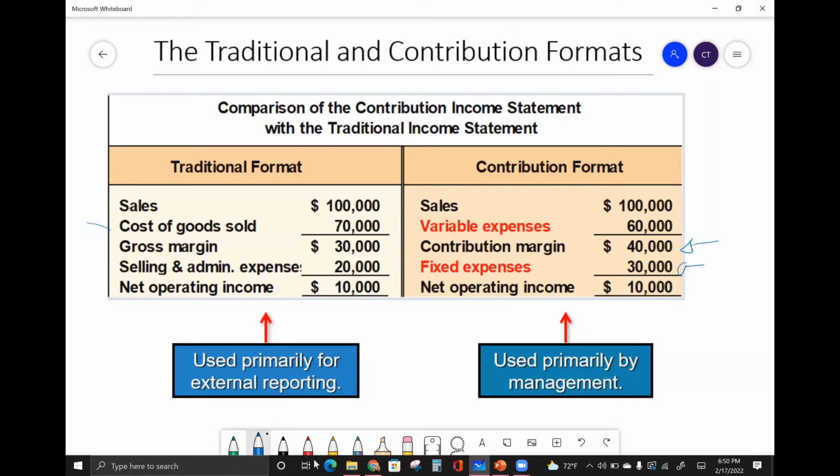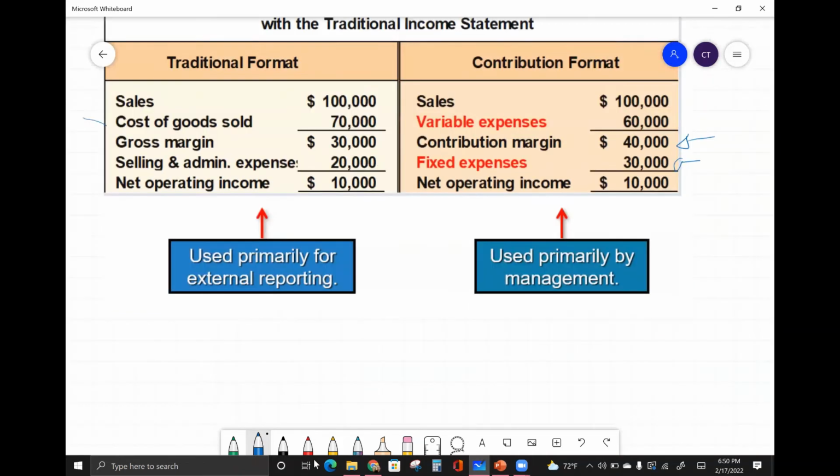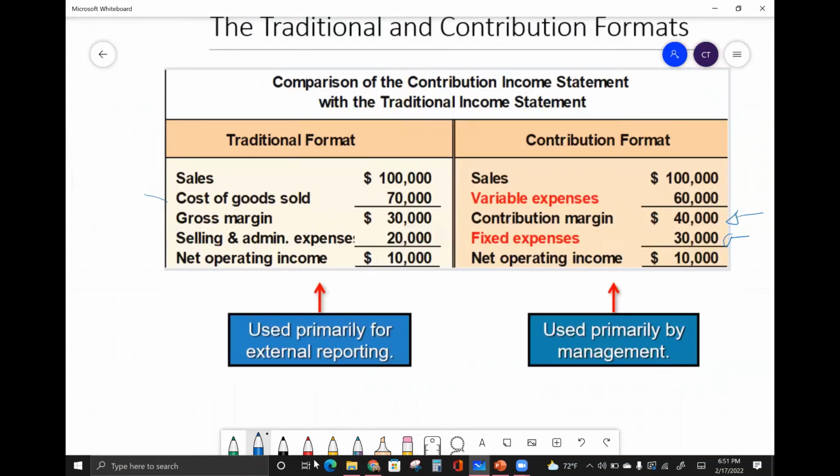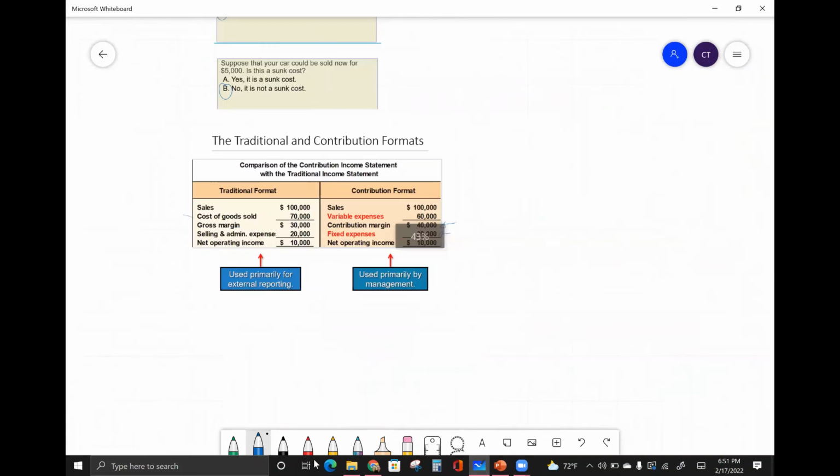So I'm looking to see what is that variable cost and then what is the fixed expenses that are assigned to it. So at the end, you have the same net income, it's just shown a little bit differently, so that you can make decisions better in that reporting. So that would be used for internal use, primarily by the management team. Okay, so that is all of the information that I wanted to go over for chapter 1.